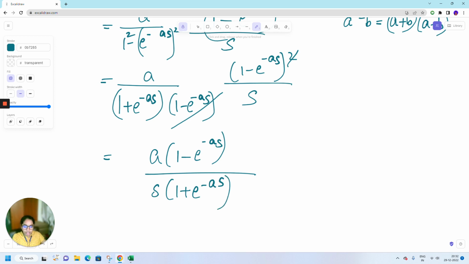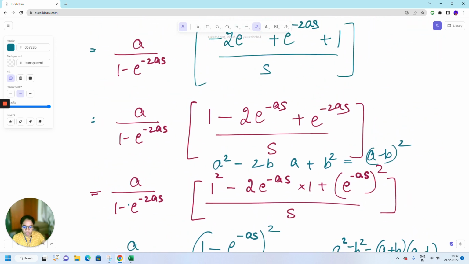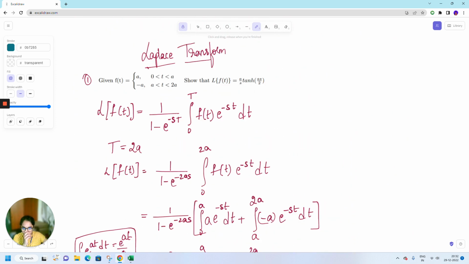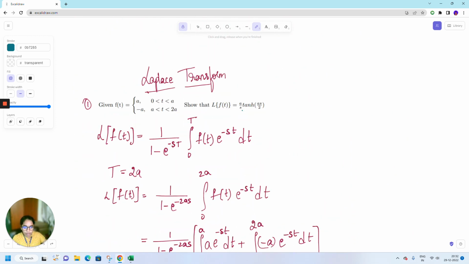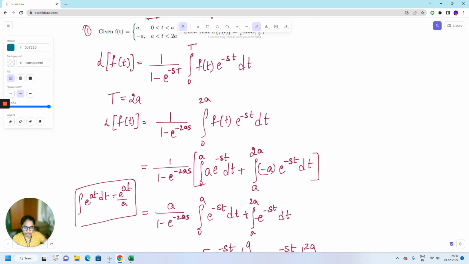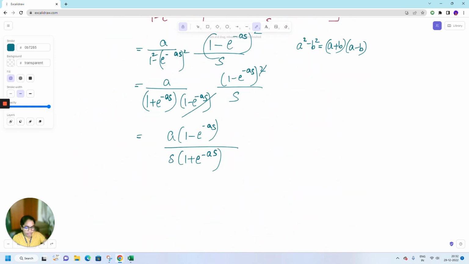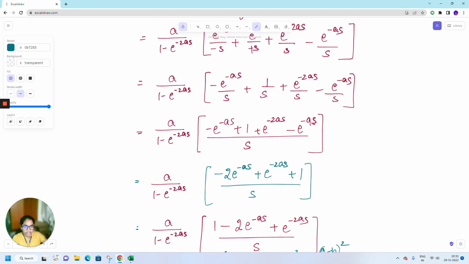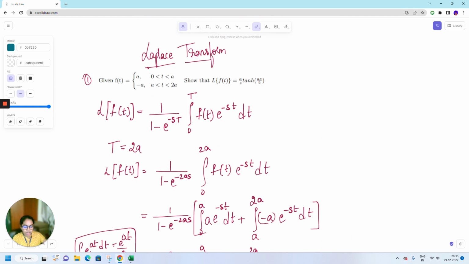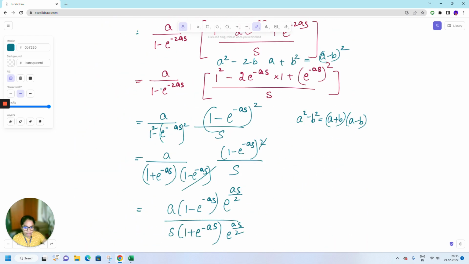So in the numerator, what should I multiply to get tan hyperbolic s divided by 2? Let me check. I'll multiply this with e power s divided by 2. I cannot only multiply, right? I should even divide it, s divided by 2. In the question itself, you would have a clue with what to multiply. You have here s divided by 2. Agree? So multiply it with e power s divided by 2.